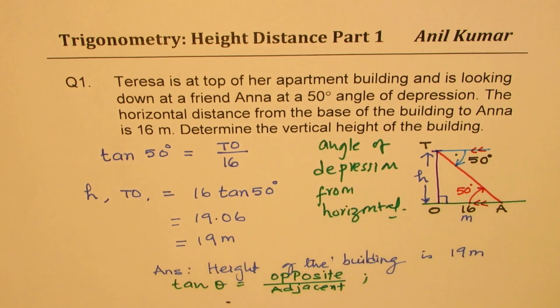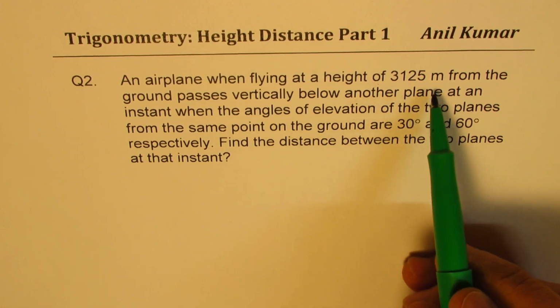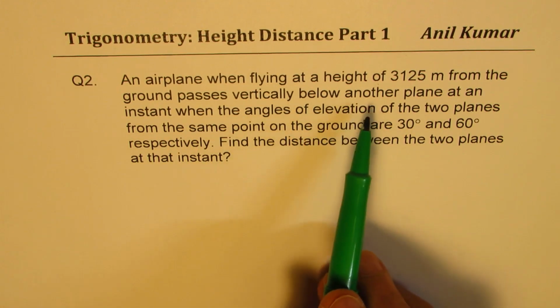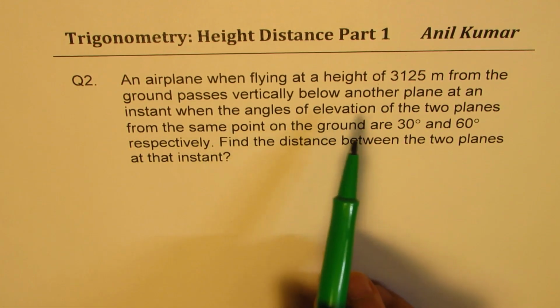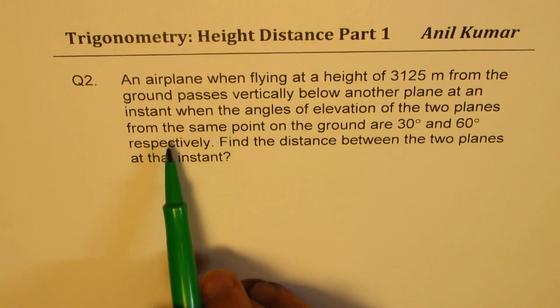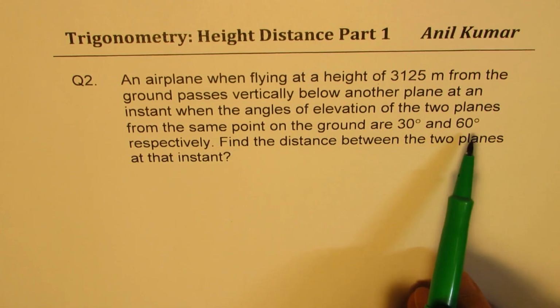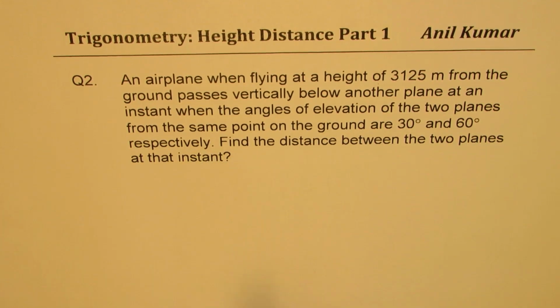Okay, so let's move on and see question number 2 now. Question number 2. An airplane flying at a height of 3125 meters from the ground passes vertically below another plane at an instant when the angles of elevation to the two planes from the same point on the ground are 30 degrees and 60 degrees respectively. Find the distance between the two planes.